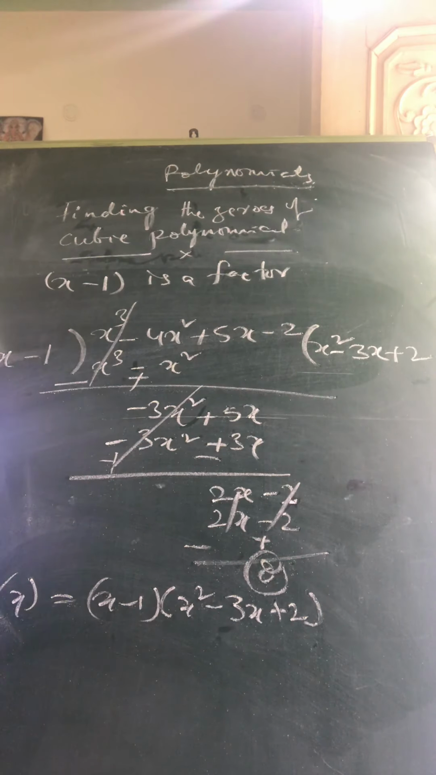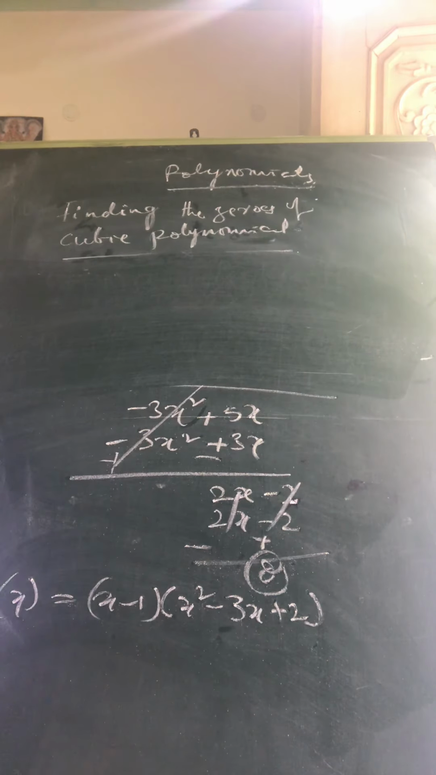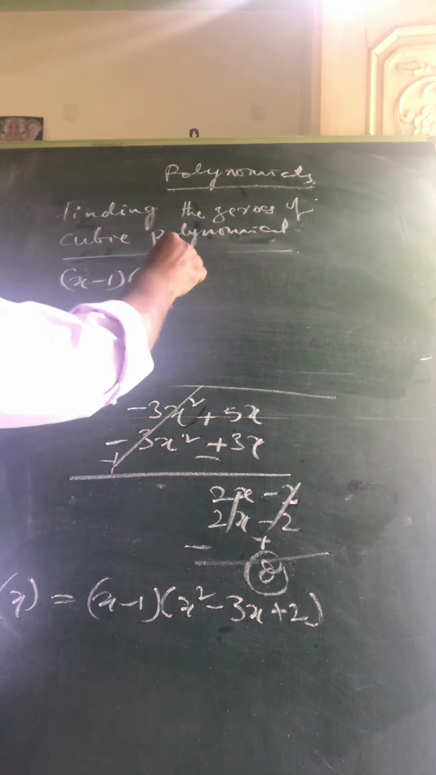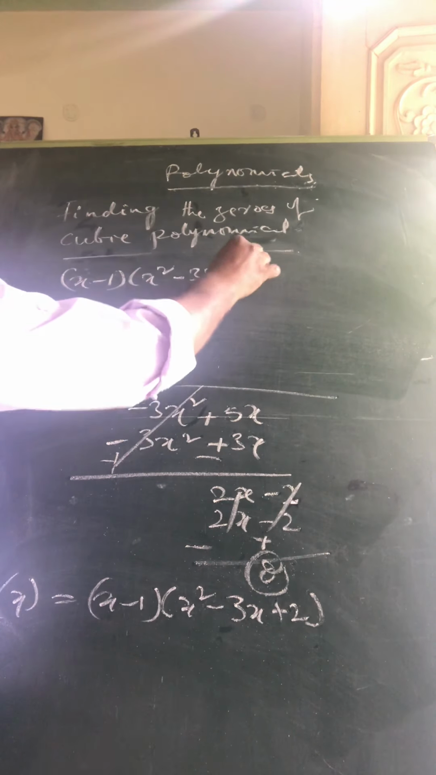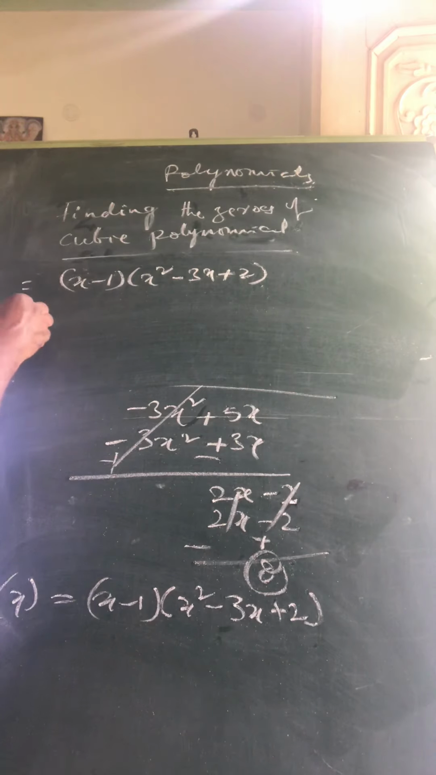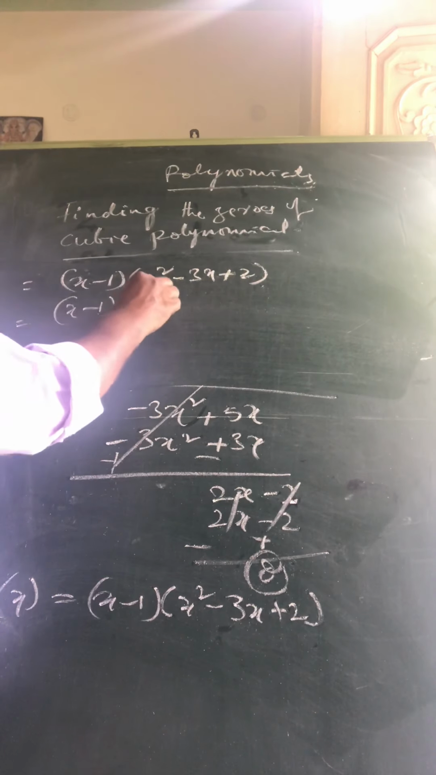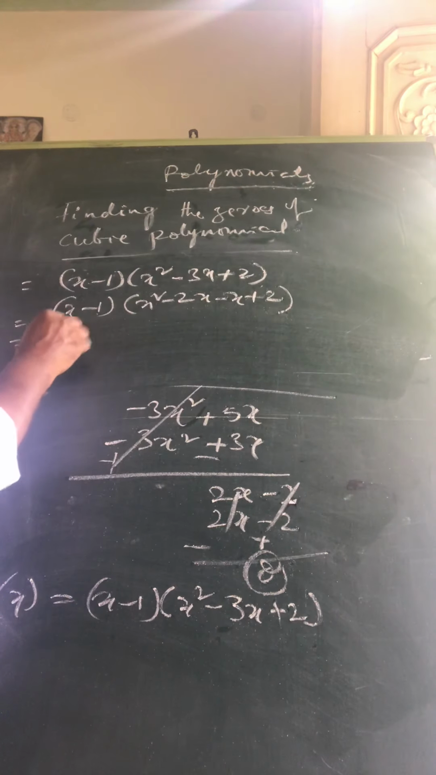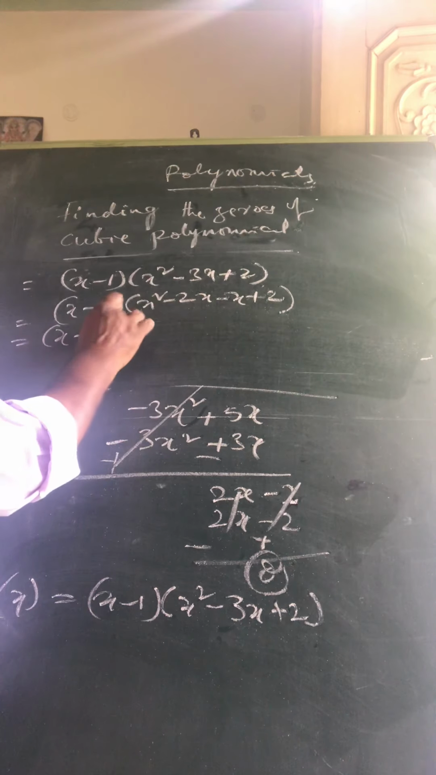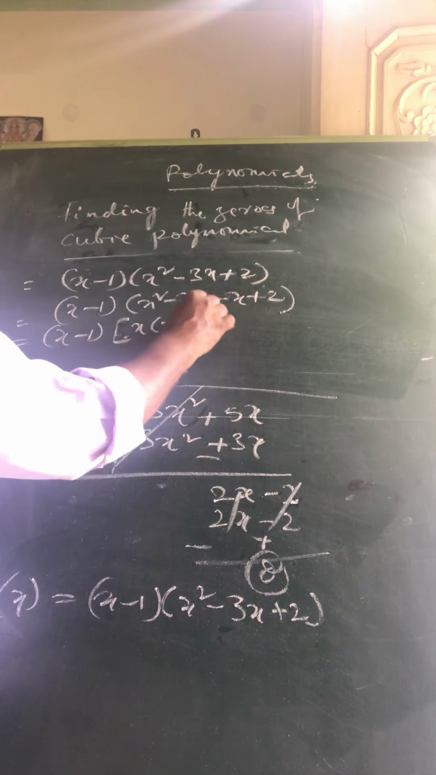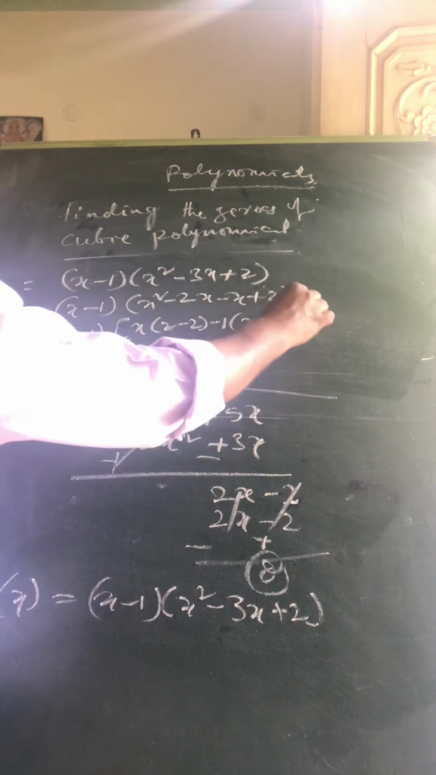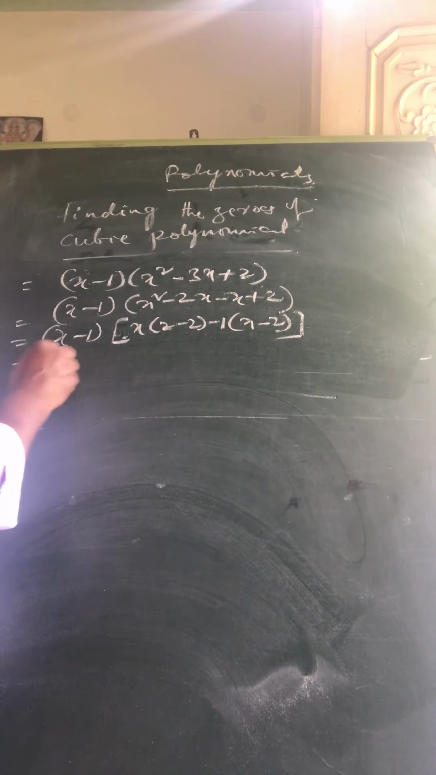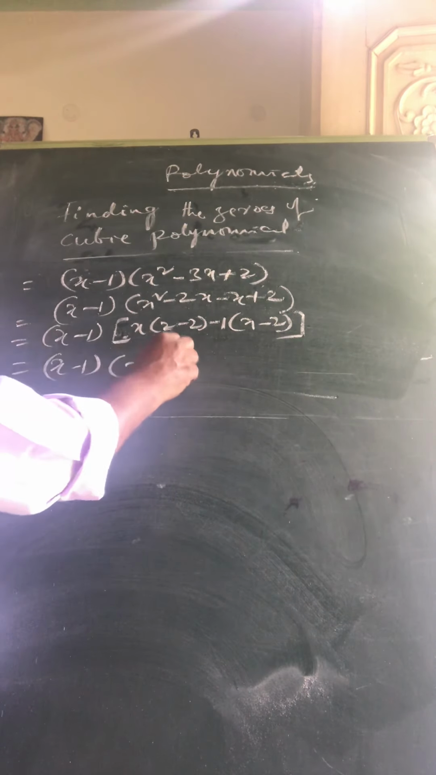Now let us take here x minus 1 into x square minus 3x plus 2. For this we can take the factors. It is equal to x minus 1 into x square minus 2x minus x plus 2, which is equal to x minus 1 into x common, x minus 2, minus 1 common, x minus 2. Then x minus 1 into x minus 1 into x minus 2.